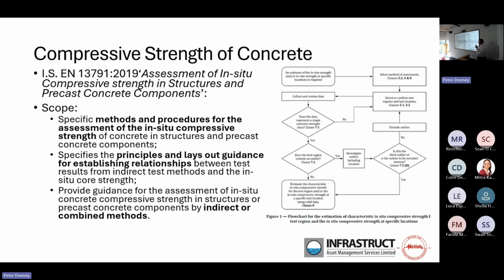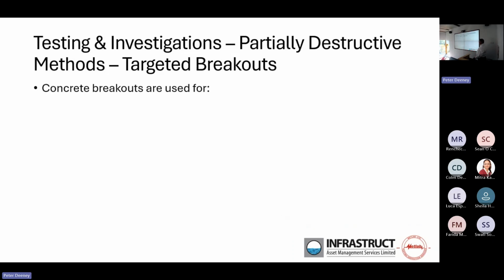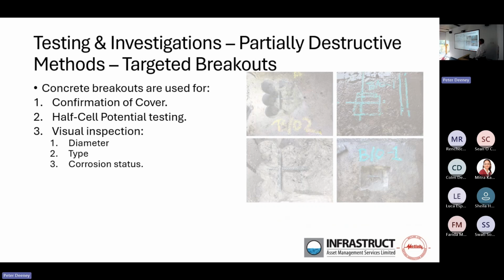The actual standard is very specific on how you determine your characteristic in situ compressive strengths. And there are charts available for various different types and various volumes of concrete in structures. So then we move on to the other partially destructive methods, breakouts.